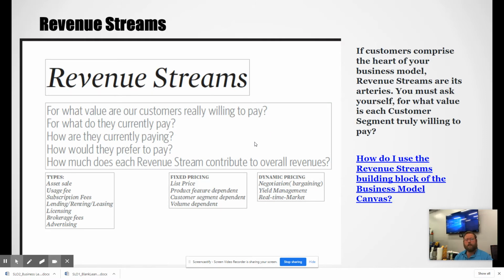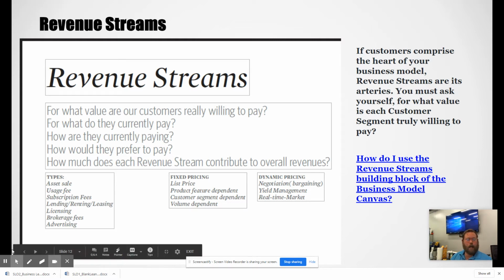Now, revenue streams, guys, where's the money coming from? And obviously, this is a big deal. Unless you're doing a nonprofit, you've got to have revenue. Even if you're doing nonprofit, you've got to look at the grant cycle system and those kinds of things. But we're looking at profit businesses. So what are our customers willing to pay for? How are they willing to pay for it? And how does that arrive to us?